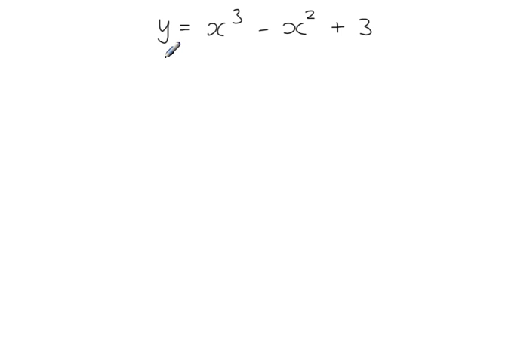How many stationary points does this curve have, and what are the x-coordinates of those stationary points? So we know that a stationary point is where the gradient is 0, so let's work out the derivative, dy by dx, which will give us the gradient of the curve. So dy by dx equals 3x squared from the first term there, minus 2x from the second one, and differentiating 3 just gives you 0. And for stationary points, we can say that the derivative is equal to 0.